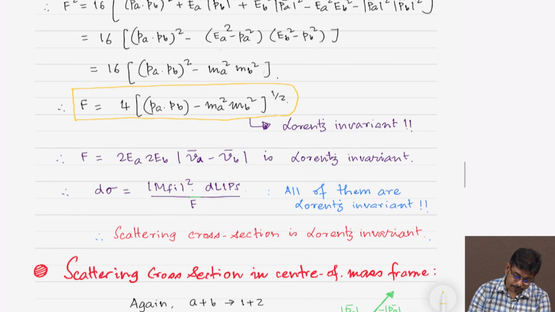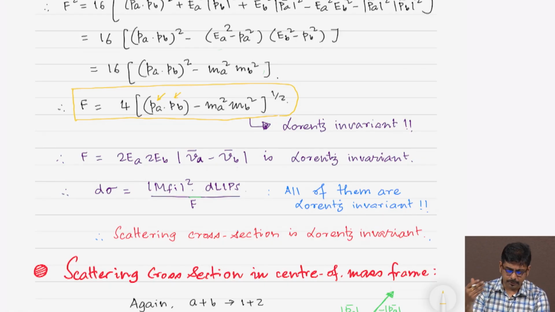PB, where remember these are essentially the 4-momenta associated with the initial state particles, and remember from our exercises that a scalar product of 4-momenta is always a scalar which does not change in different inertial frames. So, therefore, this is a Lorentz invariant quantity, and of course, minus ma square mb square, these are essentially the masses of the A and B type of particles, and this is also Lorentz invariant. So, this expression, 4 into Pa dot Pb whole square minus ma square mb square whole to the power half, is Lorentz invariant for sure, but I suggest that you go through the steps and do this exercise. Okay?